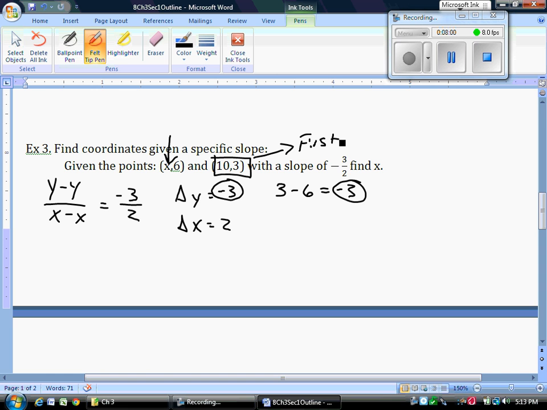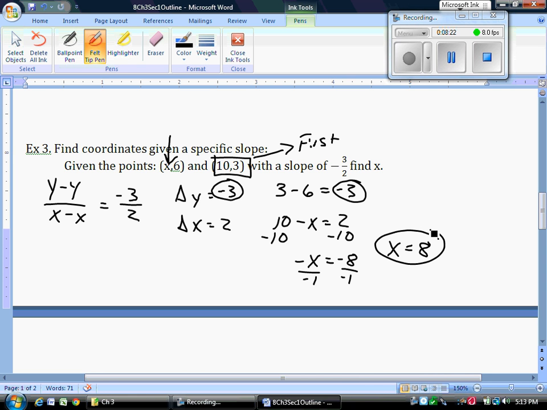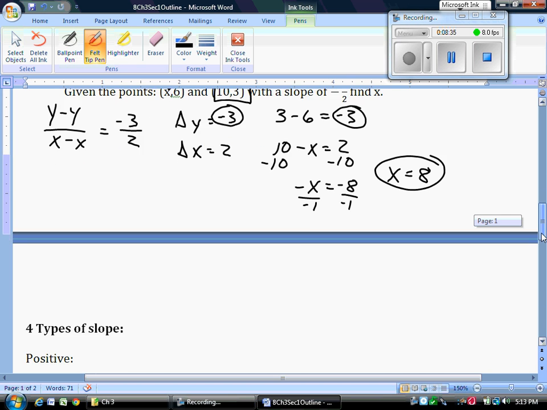That means on my x, I have to start with 10 first. So 10 minus x has to equal 2. 10 minus what is 2? I can go ahead and solve it. Negative x is equal to negative 8. Divide by negative 1. That tells me x has to be 8. Okay. So our 2 points were (8, 6) and (10, 3). That gave us the slope of negative 3 over 2. All right. We'll do a couple of those on homework.